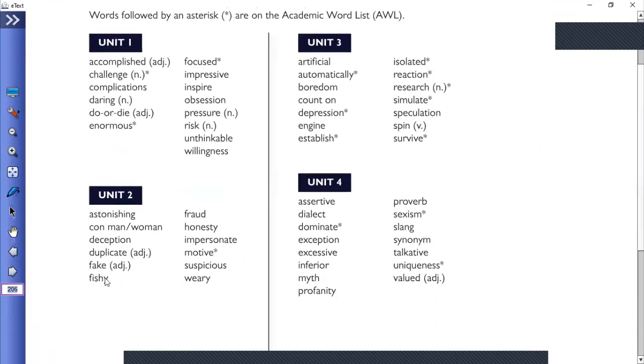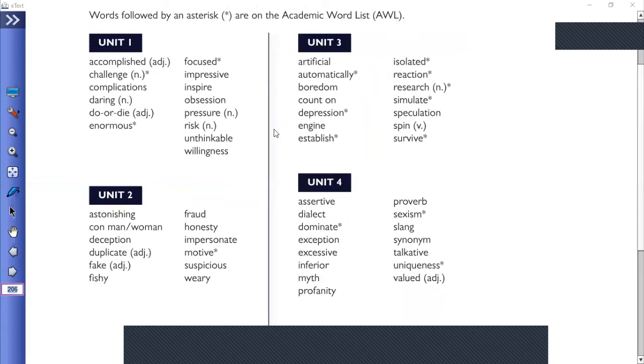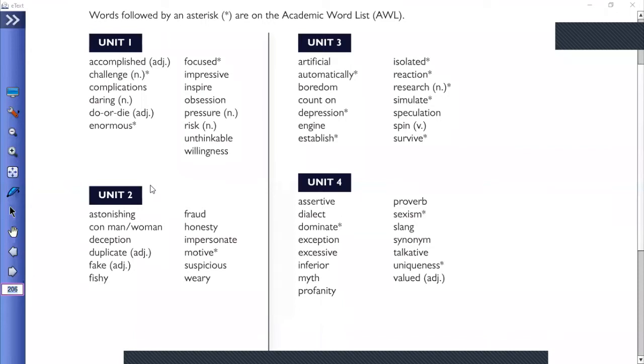Remembering that for reading and writing and listening and speaking, we have different vocabulary. So you do have to use the vocab and the grammar in your unit test and also in your project. So you've got to make sure that you use the correct language because they're different ones. So we've got astonishing, con man, con woman, deception, duplicate, fake, fishy, fraud, honesty, impersonate, motive, suspicious and wary. These are the words that we're going to use for unit 2.